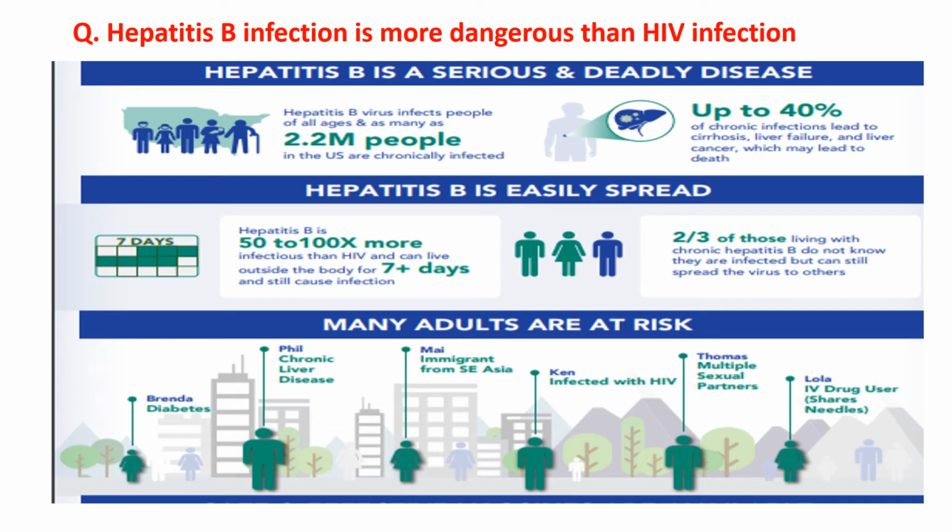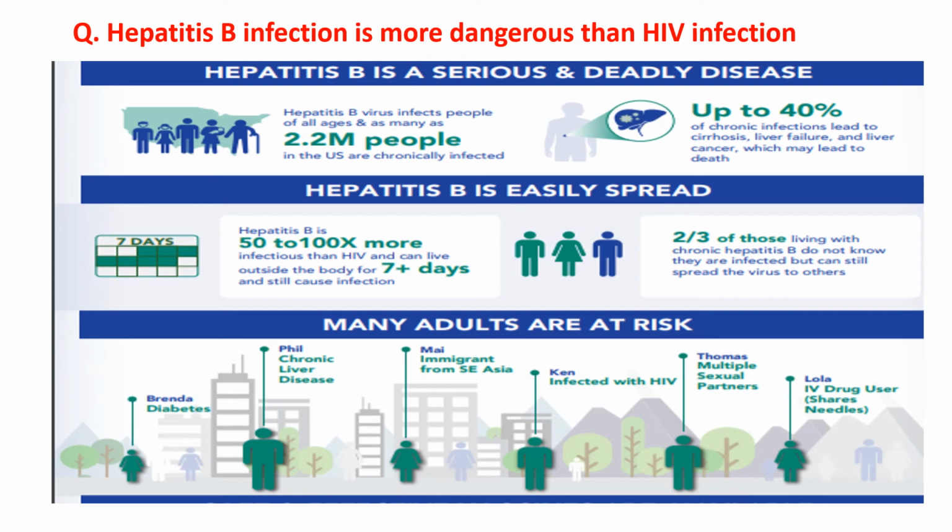It infects people of all ages, and as many as 2.2 million in the United States itself are chronically infected, and the global picture is much higher. Up to 40% of chronic infections may lead to cirrhosis of the liver, liver failure, and liver cancer, which may lead to death. So the mortality is also considerably high.